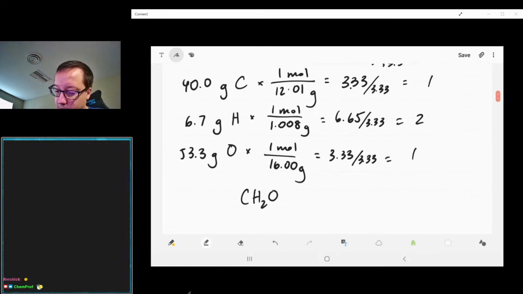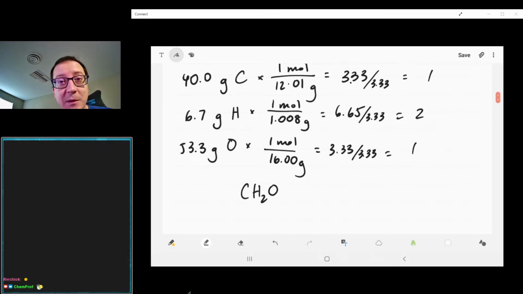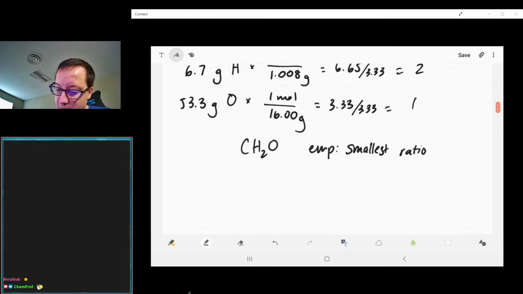Now let's take a look at that last bit of information that we had in the problem. Remember, empirical formula meant that it was the smallest ratio of things between the elements. So 1 carbon to 2 hydrogens to 1 oxygen. That doesn't tell us the molecular formula, though. It just tells us the smallest ratio. The molecular formula will tell us the actual ratio of everything in our compound.